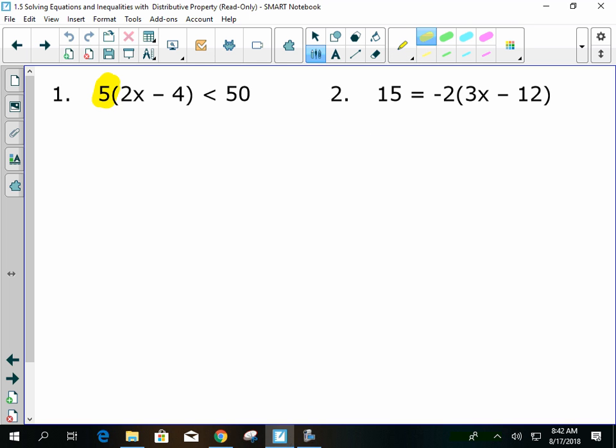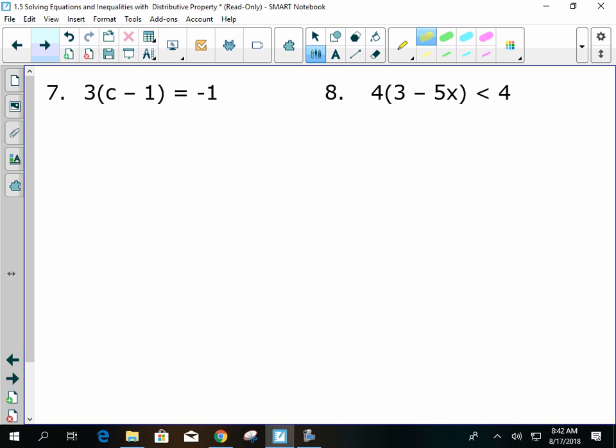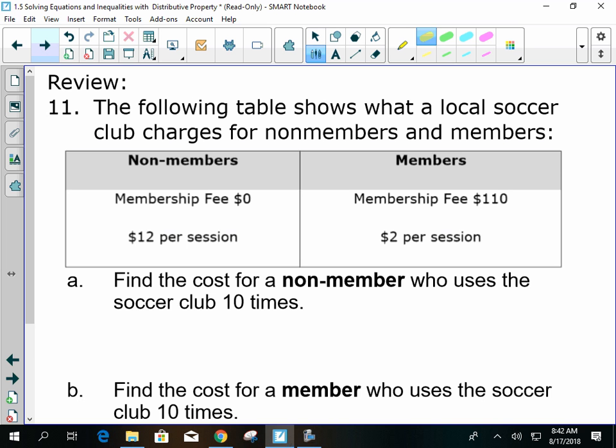This is the number on the outside. How do I know this is the outside number? There's no sign between that number and the parentheses. Hopefully they have one. I don't think they do. Darn it.